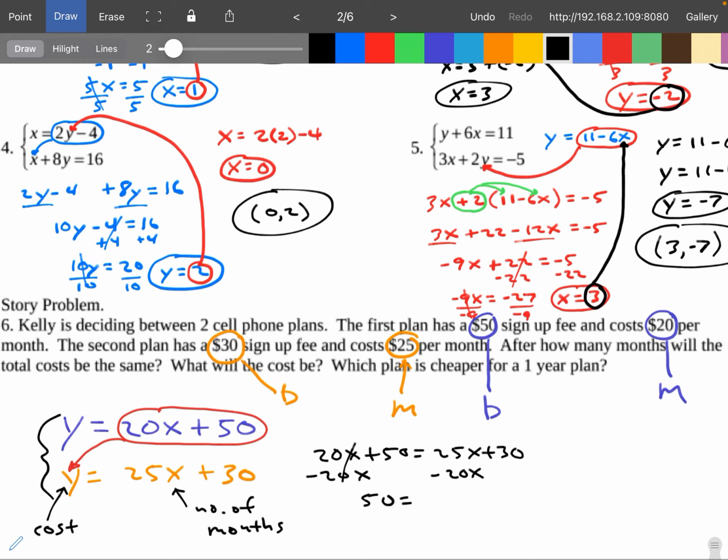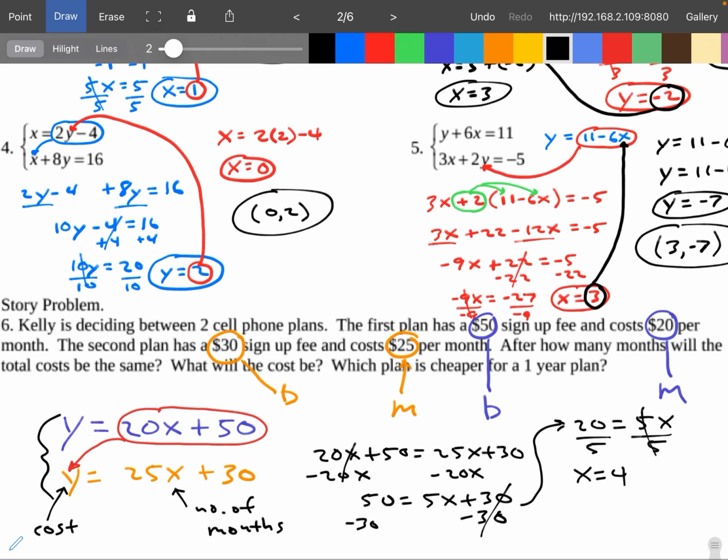So then that'll give us an equation that looks like 20x plus 50 equals 25x plus 30. Then we're going to solve for x, so we're going to subtract 20x on both sides. These cancel out on the left-hand side, so now you've got 50 equals 25x minus 20x, which is 5x, plus 30. Then subtract 30 on both sides.